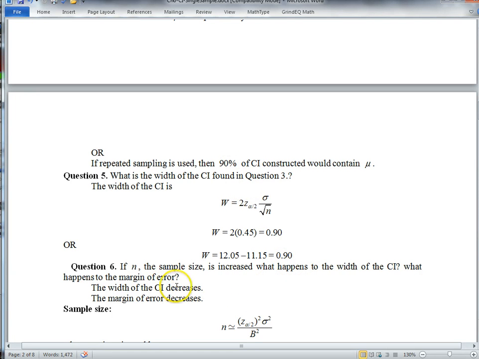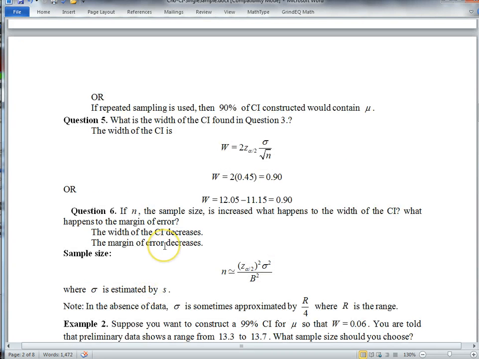If I increase my sample size, what happens to my confidence interval? Well, if n goes larger, the denominator gets larger, so the whole thing will get smaller. So larger samples would give me a smaller confidence interval, which is better, and of course a smaller margin of error.